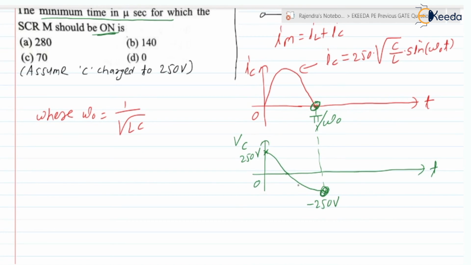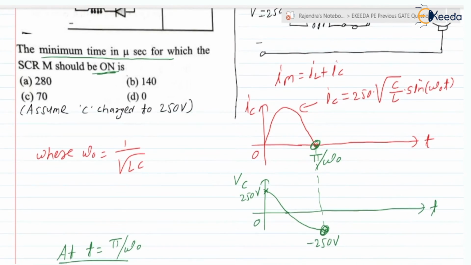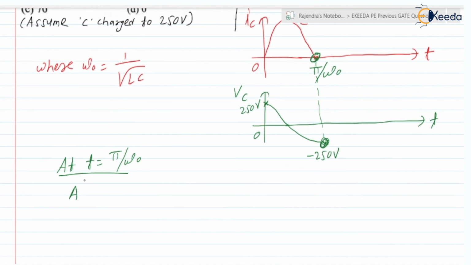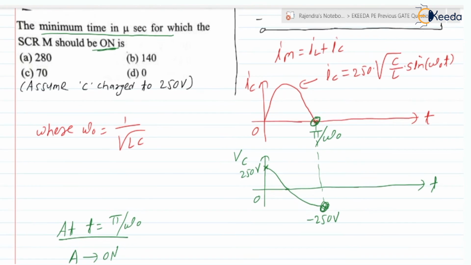So minimum time means what? If we turn on the thyristor, that is the auxiliary thyristor, at t is equal to pi by omega 0, right? Auxiliary thyristor they have indicated with A, right? A is turned on, right? Why are we turning on A at pi by omega 0 only? Because they have asked for the minimum on time, right?